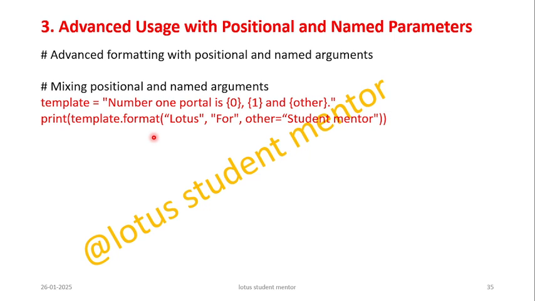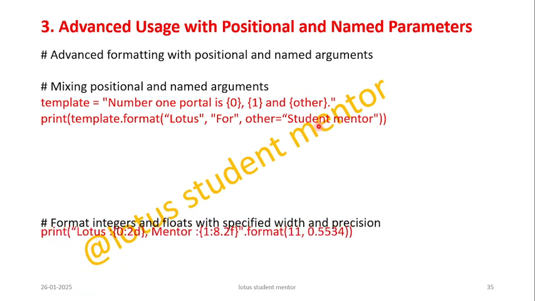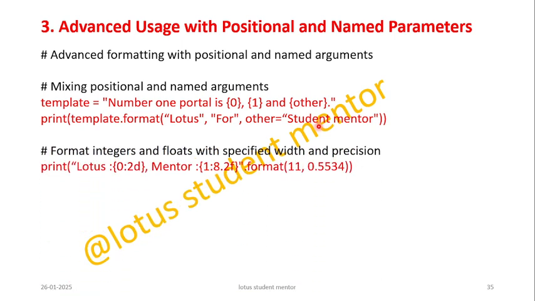The next one is, what will become the output? What is the output here? The output is number one portal is Lotus for student mentor. That becomes the output. I'm going to demonstrate practically; in the demonstration you can understand better.